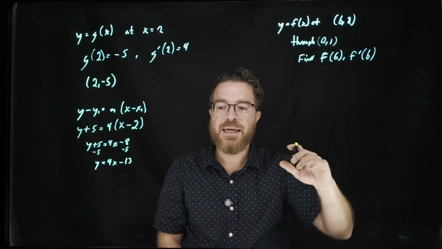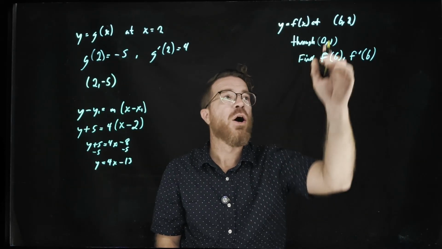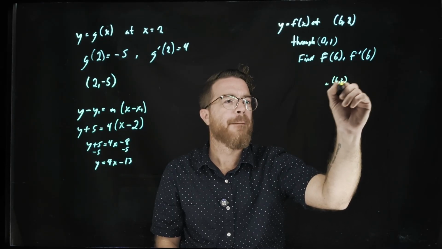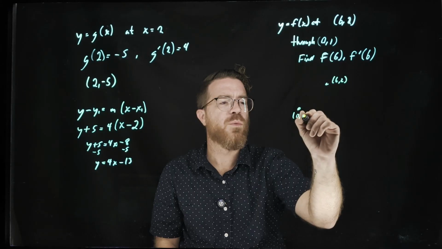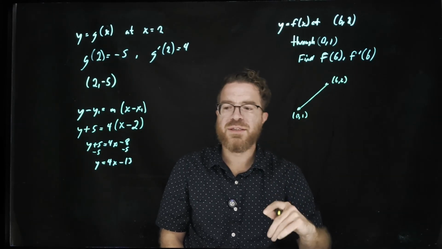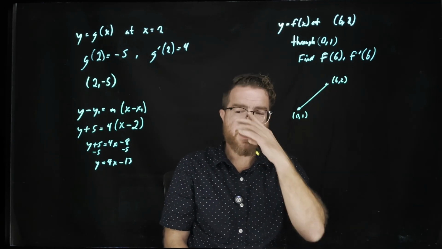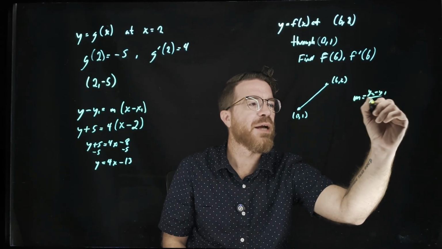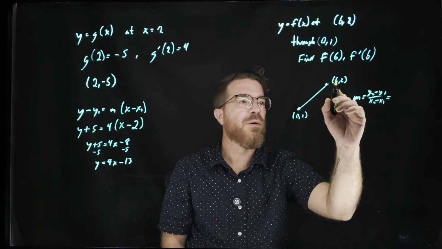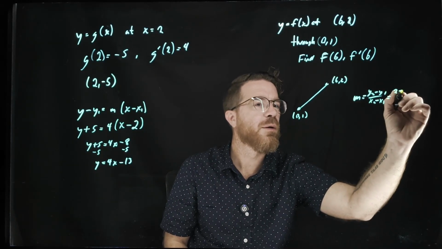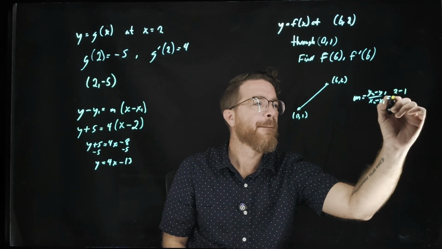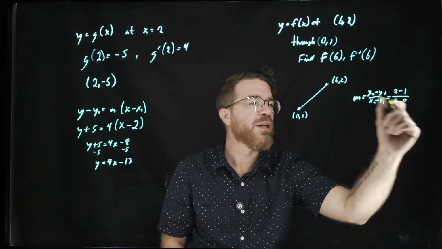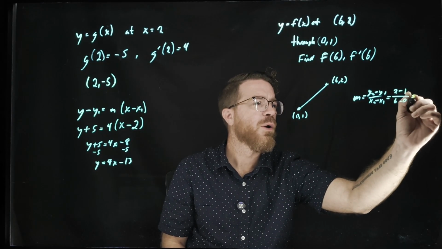So what we're going to do in this case is we have 2 points, so we're going to go back to that. Our first point we have is 6, 2, and we have another point 0, 1. And we want to figure out what is the difference between the two. So in this case, our slope is going to be y2 minus y1 divided by x2 minus x1. Well, y2 is 2, minus y1 is 1, divided by x2 is 6, minus x1 is 0. So we're going to get 2 minus 1 over 6 minus 0, or 1/6.